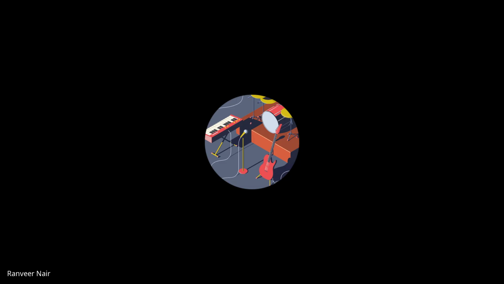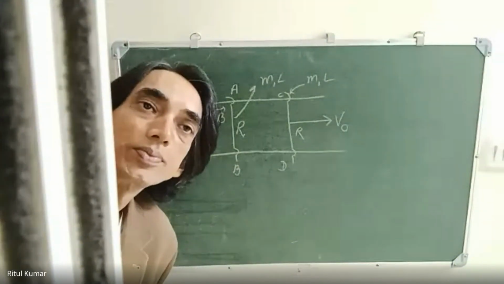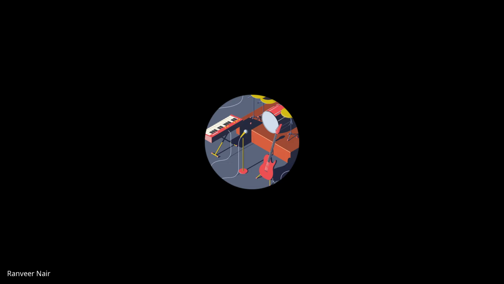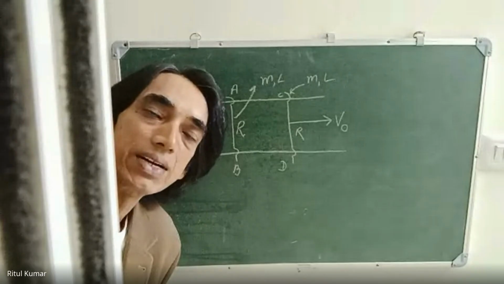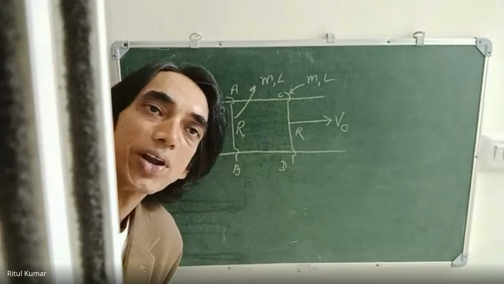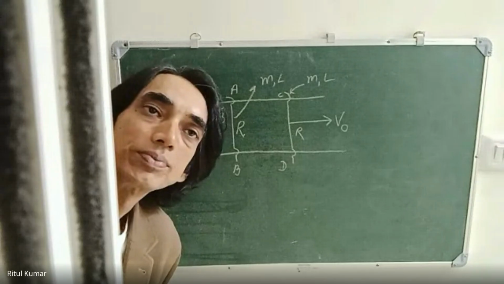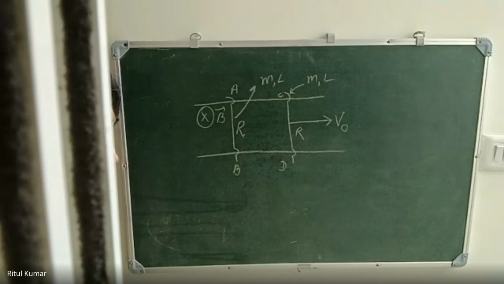So what is R? R is the resistance of the sliders. Okay, resistance is only in the sliders, not on the horizontal rails. Got it? So is the other rod, AB, fixed? AB is the slider, CD also is a slider. CD is made to move to the right. AB at that point in time was at rest.